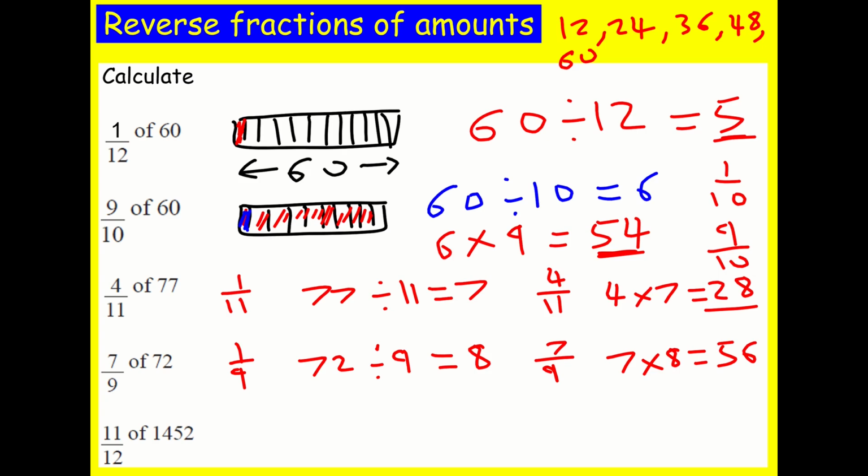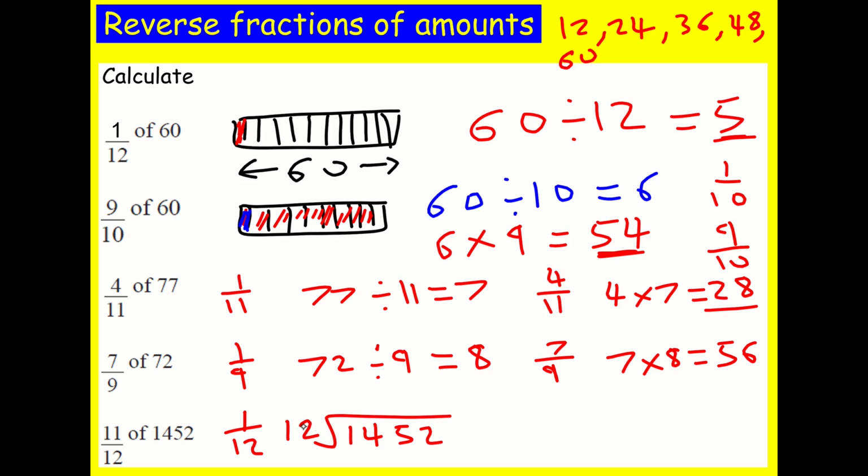11/12, this is the trickiest one. So 1/12 is going to be 12s into 1452. This is where we practice our short division again. So get your bus stop. You've got to practice this, because if you don't, if you just think I can't be bothered, well, it's going to come back and haunt you someday, maybe in an exam, okay?